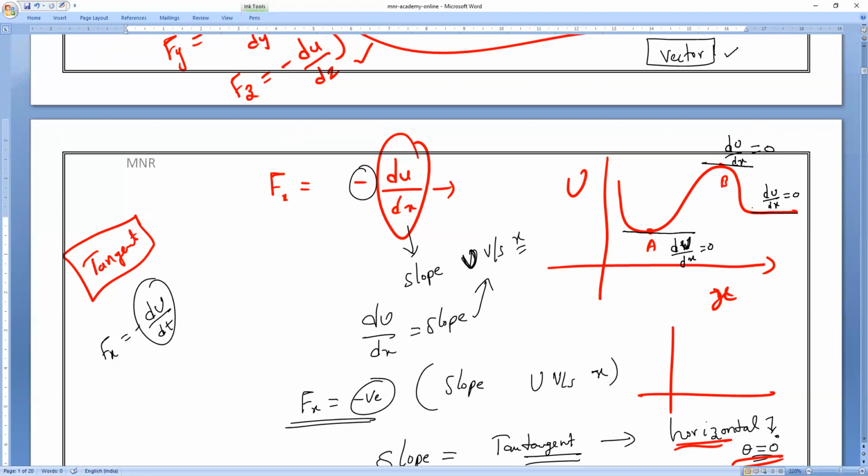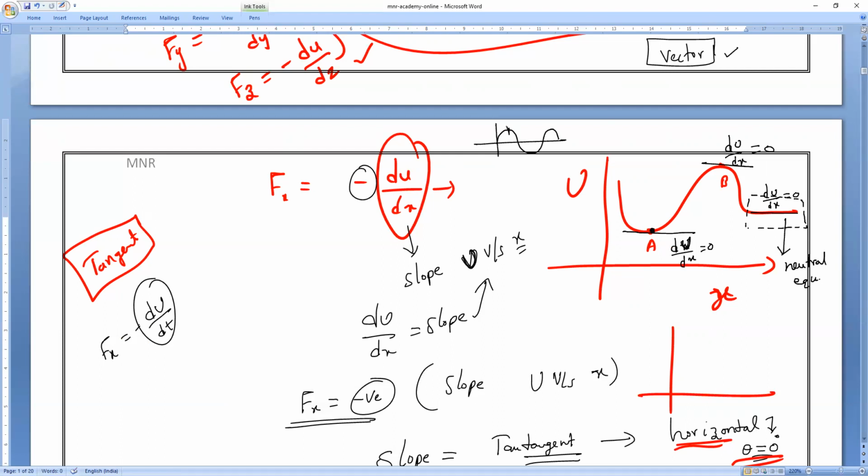Now observe carefully from here to here. Is it constant, maximum or minimum? Constant potential energy, or maximum or minimum? It is constant. So here what is the equilibrium? It is constant equilibrium, or we can say neutral equilibrium.